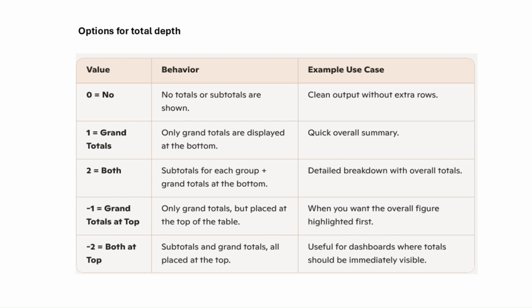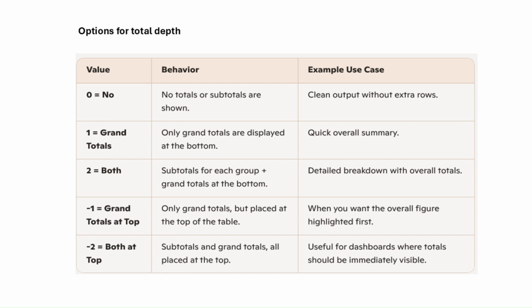Now we shall explore the options for total depth. Options for total depth are 0 equals no. No totals or subtotals are shown. Clean output without extra rows. 1 equals grand totals. Only grand totals are displayed at the bottom. Quick overall summary. 2 equals both.